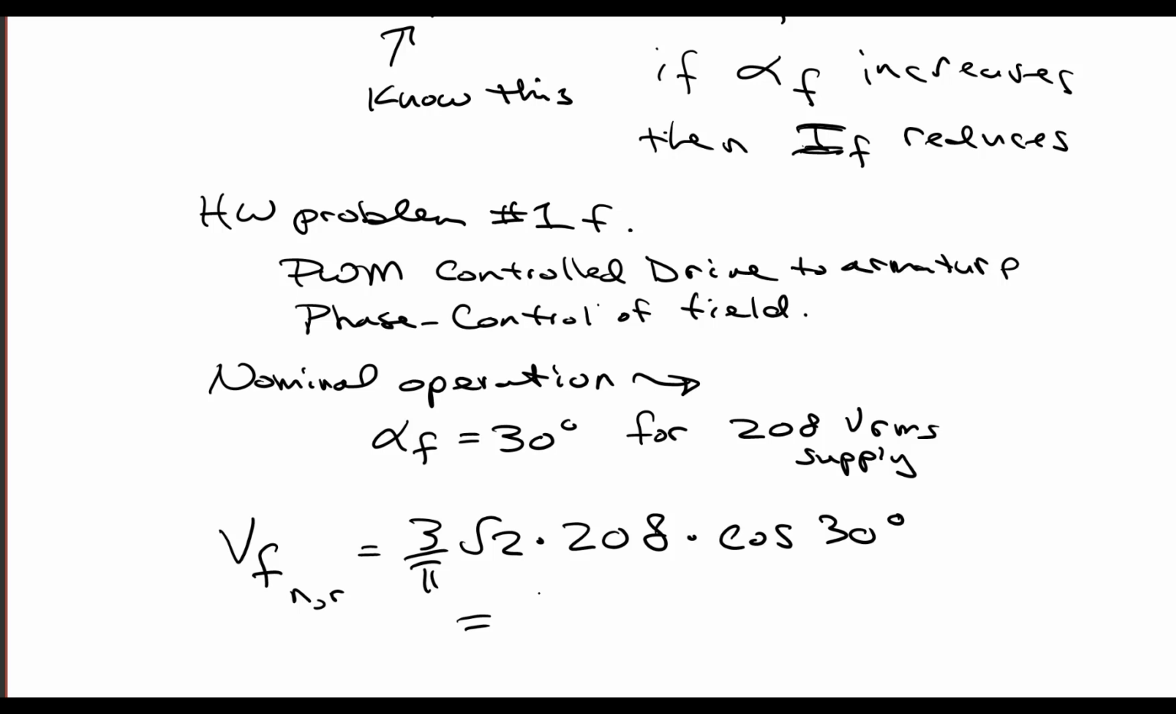Okay, so we have this. Then we can find the nominal field current and the nominal voltage. That's probably what you want to start with. The nominal rated field voltage is equal to 3 over pi root 2 times 208 times the cosine of 30 degrees. That's 3 divided by pi times root 2 times 208, which is approximately 281, times cosine of alpha, or cosine of 30, which we know is 0.866. And that is 243.35.